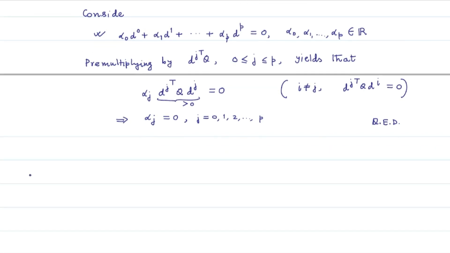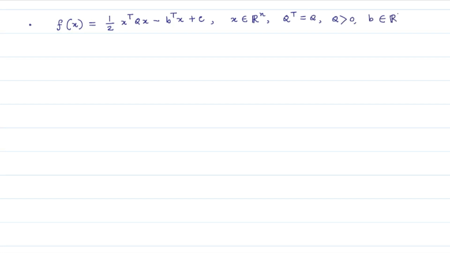Now with the help of q conjugate directions, we aim at minimizing a quadratic function given by the expression, say, f of x is equal to half times x transpose Qx minus b transpose x plus c, where as usual x is a generic variable in the n-dimensional Euclidean space. The matrix Q is a symmetric and positive definite matrix. The vector b is a constant vector in Rn and c is a real number.